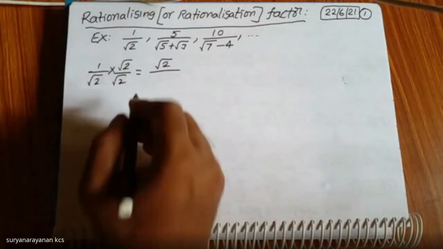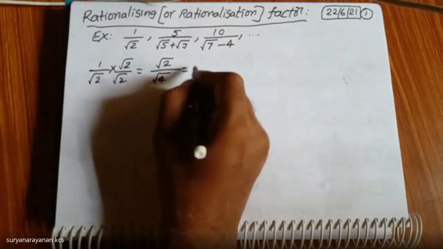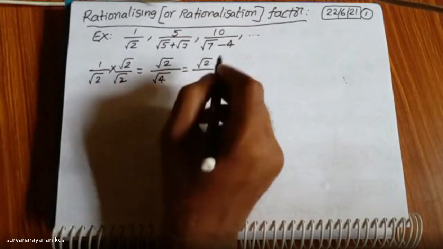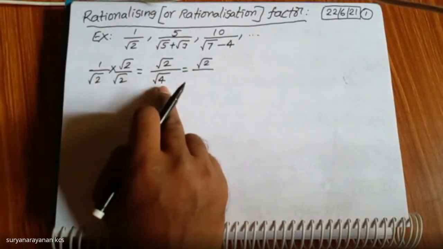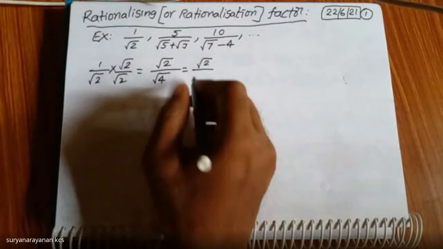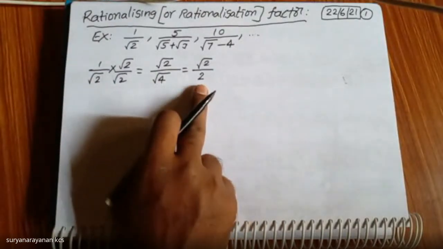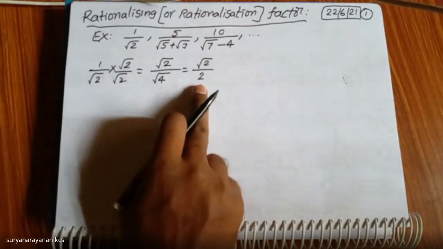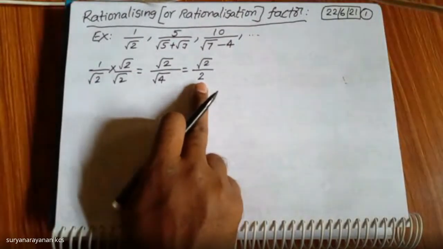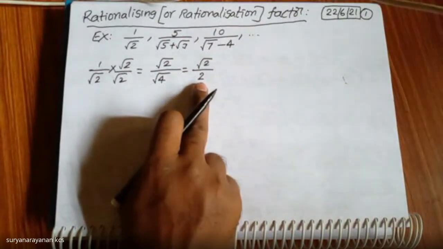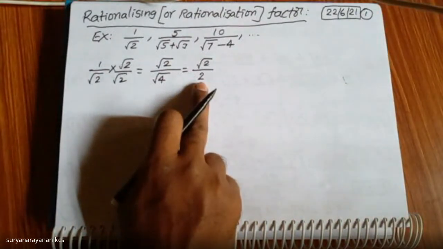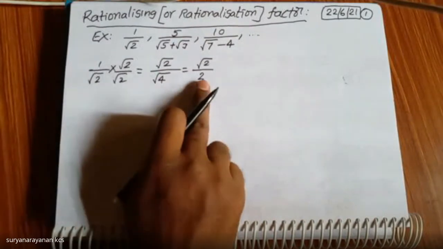Root 4. Okay, very good. Root 4. That is equal to root 2 by, what is the value of root 4? 2. Very good. If you observe the denominator, after the calculation part is over, we got 2. Is it a rational number or an irrational number? Tell me, in the denominator. Rational number. 2 is a rational number.